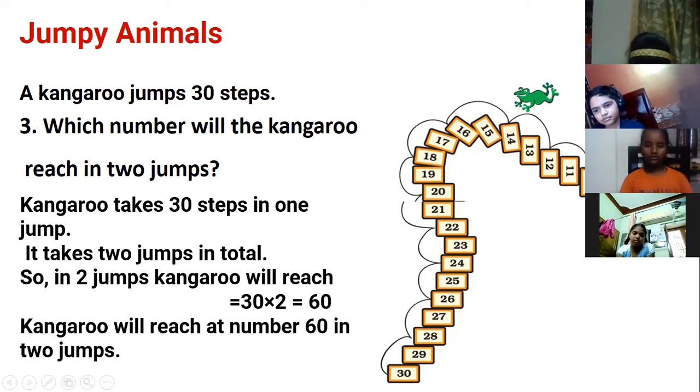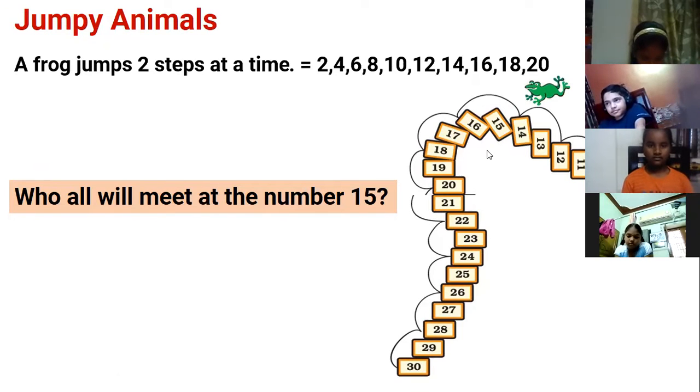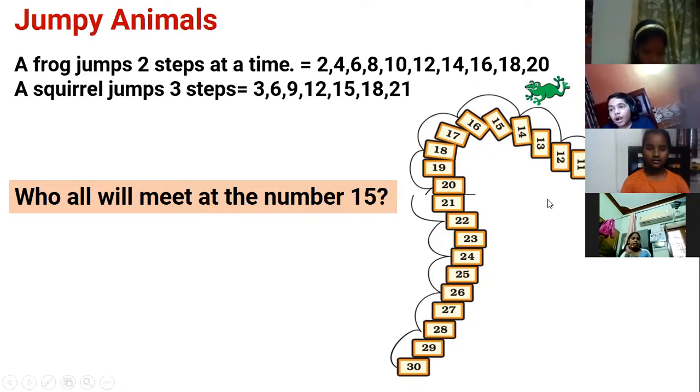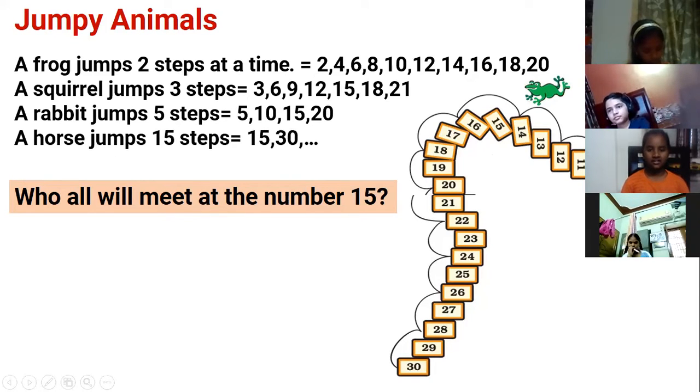Next question goes to Hasini. It is given a frog can jump 2 steps at a time, and a squirrel can jump 3 steps at a time, and a rabbit can jump 5 steps at a time. A horse can jump 15 steps at a time. Who will all meet at the number 15?